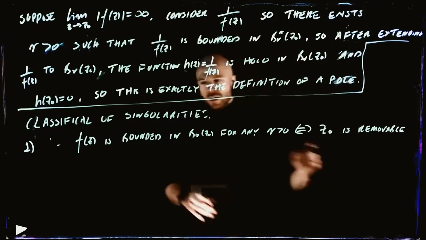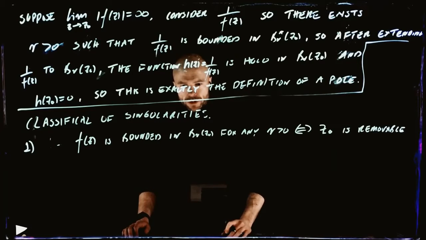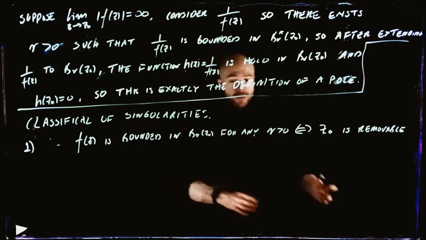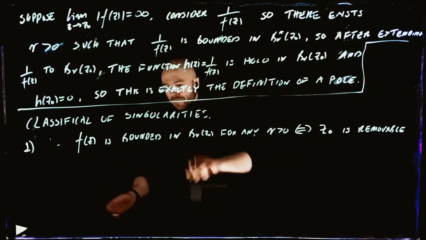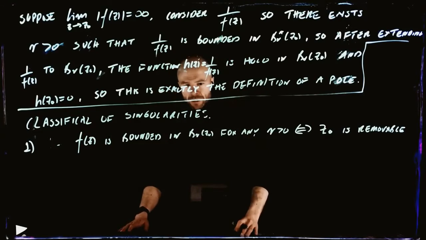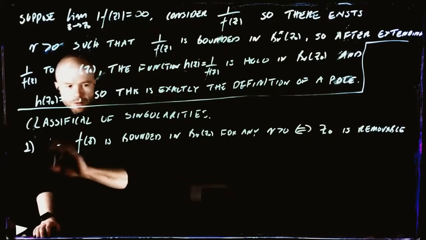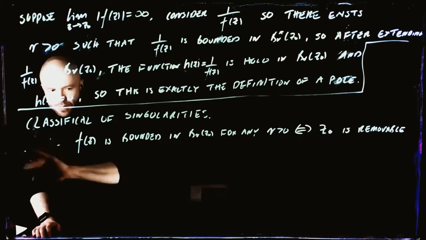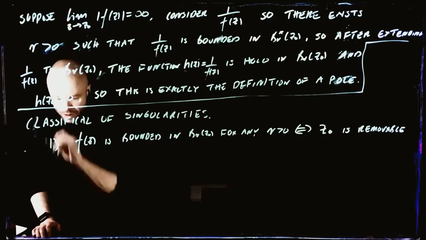Because if it is removable, then for sure that's true. Once we remove the singularity, then we have something holomorphic. So in a small ball, for sure it's bounded, so that's definitely true. So that is the first kind of singularity.